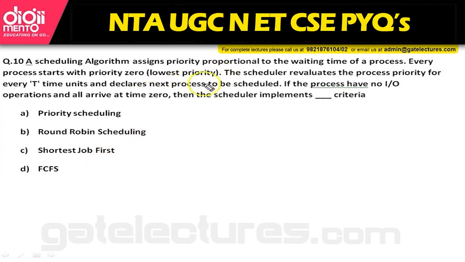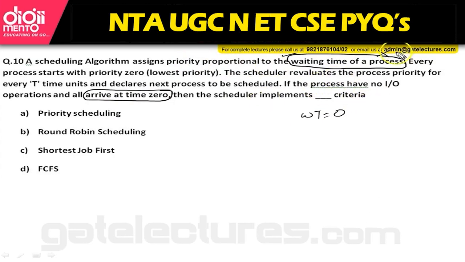Okay, so there are a few points which you need to look at carefully. The first thing is the scheduling algorithm is assigning priority on the basis of the waiting time of the process. But then read here that all are arriving at time 0. Now if all processes are arriving at time 0, how can we say what the waiting time is? The waiting time will be 0 for them because they all arrived at time 0. So we will remove this criteria for giving priority to the processes.